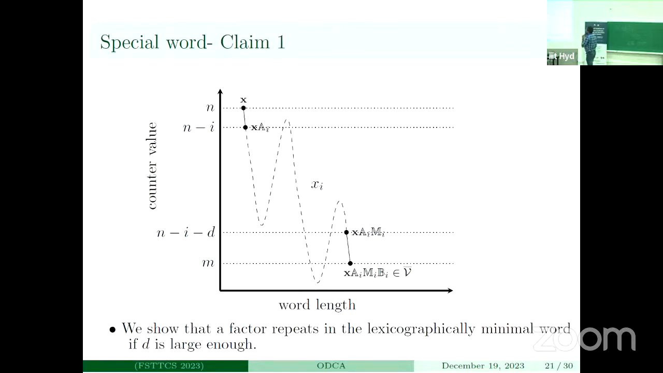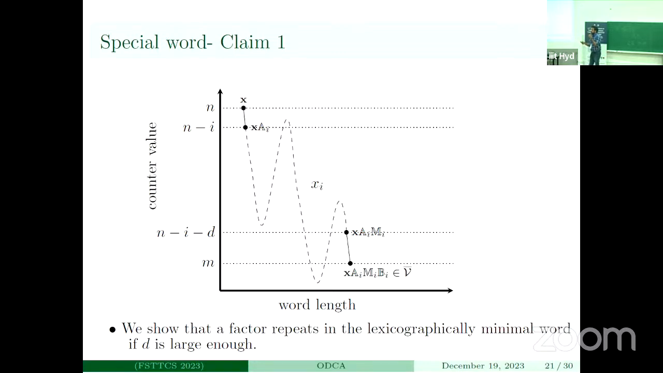Now, how do we prove this? Let's say I start from a configuration with counter value n and weight vector x, and I reach a configuration here with counter value m. I mark the point where I encounter counter value n minus i here, and I mark the point where I encounter counter value n minus i minus d here. I call the word xi, which takes me from counter value n minus i to counter value n minus i minus d.